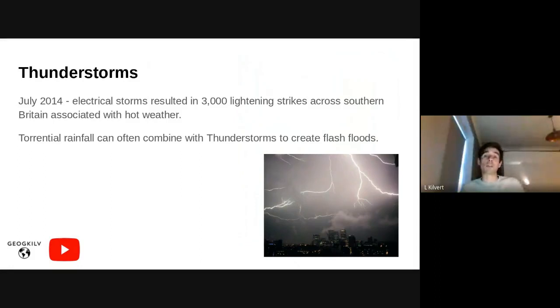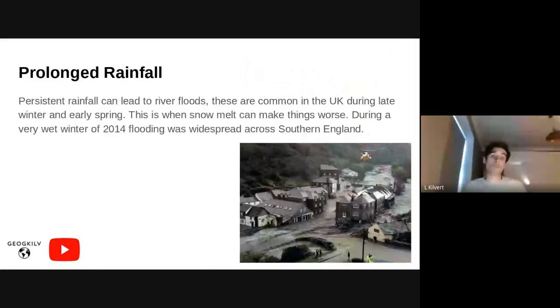which generates the hazard. And what I really want to bring home to you is that none of these single hazards can be looked at in isolation. They often interlink with one another. So if we take the case of thunderstorms, for example, they have a link to prolonged rain. So where we get persistent rainfall or precipitation, that can lead to river floods.